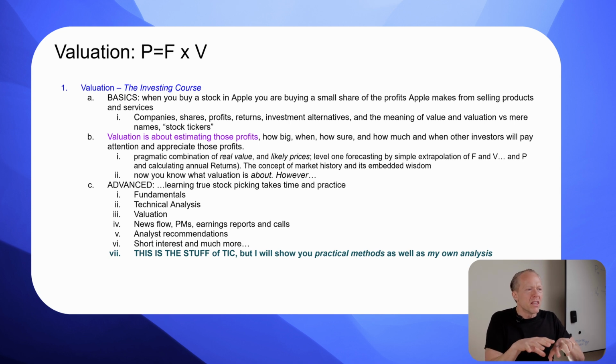And so the P equals F times V model, it takes into account these two facets of investing. One, the fundamentals, it's the actual company and its profits and cash flows. And then it's V, valuation, which in effect consists of other investors and the market. And you have to analyze both these aspects of the company and its share.